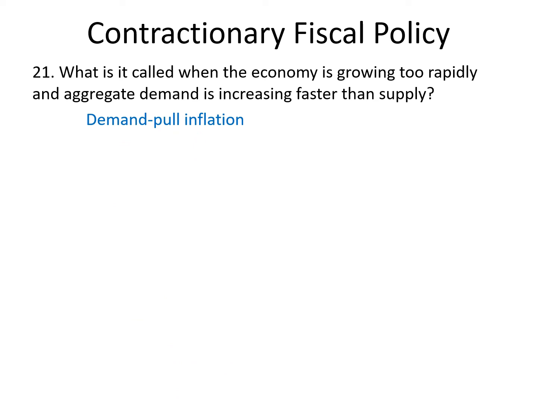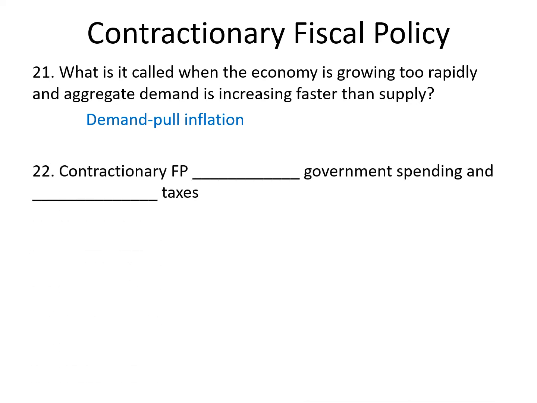The economy is growing too fast. People are demanding more stuff than there's stuff available, so supply is going down. The less there is of something, the more it's worth. That's basic supply we talked about before. So in contractionary fiscal policy, the government decreases spending but increases taxes. Now, this is how it equals out on paper.